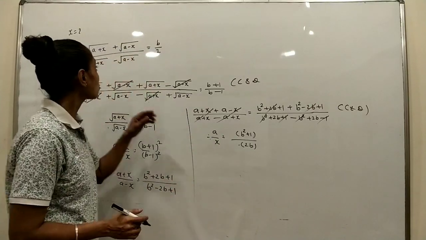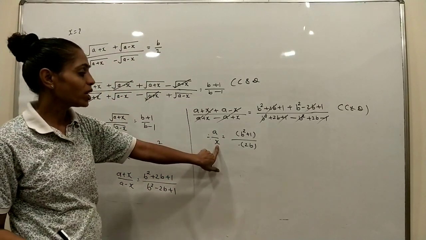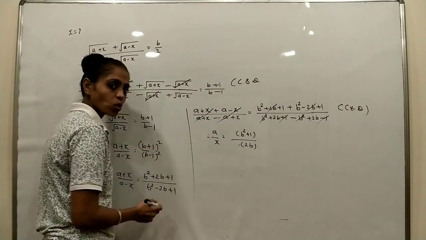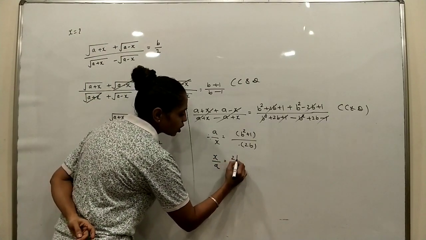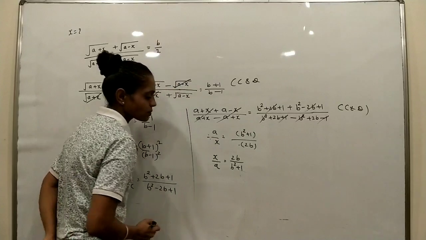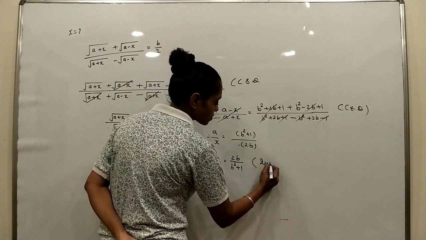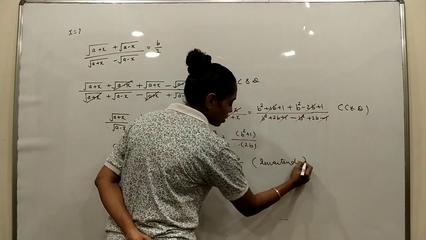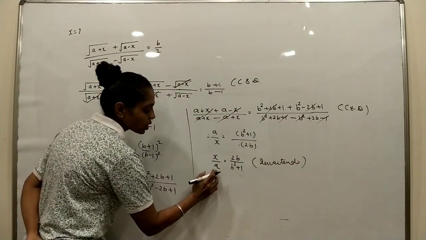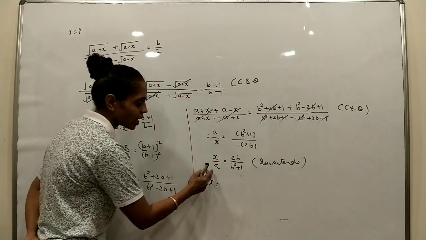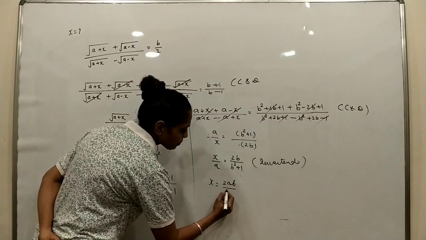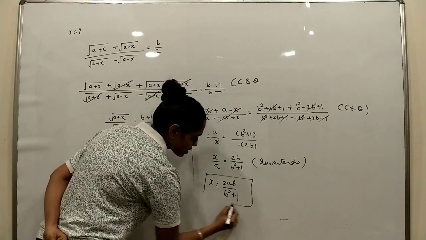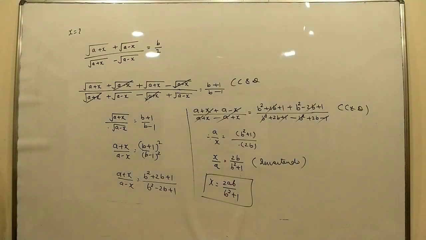Now my target is to find the value of x. Now for the value of x, only x is existing in the denominator. So now invertendo. Invertendo is x upon a equal to 2b upon b square plus 1. So x is equal to a, just on top; now that is not called alternendo, a on top and 2b below is called alternendo. So x is 2ab upon b square plus 1. That is the value of x. Okay.